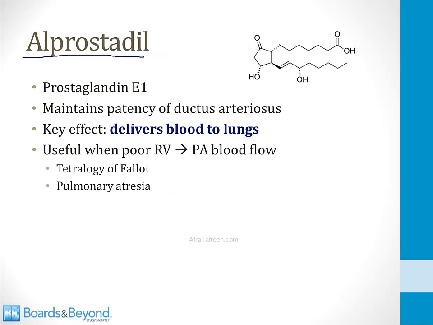In the video on cardiac embryology, I talked about how prostaglandin E2 is produced by the placenta to keep the ductus arteriosus open in utero. Alprostadil is prostaglandin E1, so it can be administered as therapy to maintain patency of the ductus arteriosus. And the major effect of this drug that you want to remember when thinking about what it does to babies with congenital heart disease is that it delivers blood to the lungs. It keeps a connection open between the aorta and pulmonary artery. This delivers blood to the lungs when there's obstruction to flow from the right ventricle to the lungs.